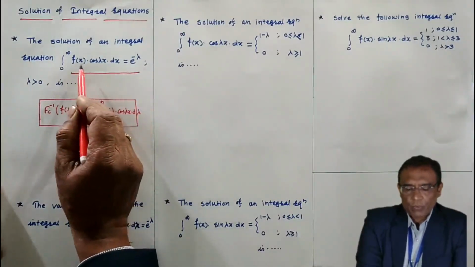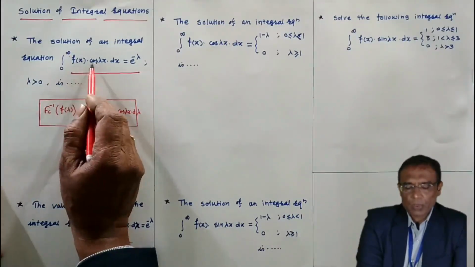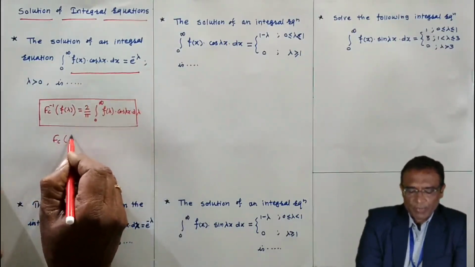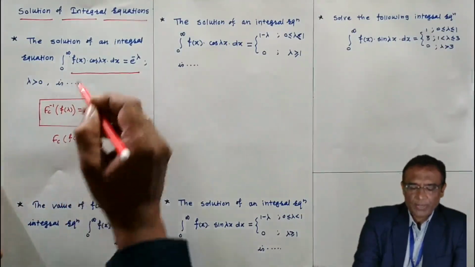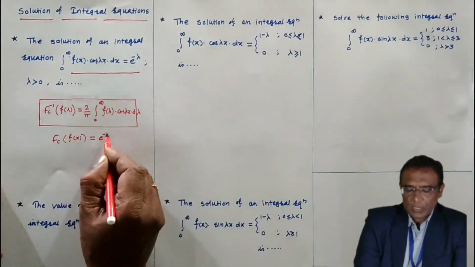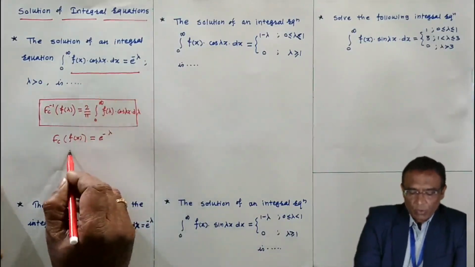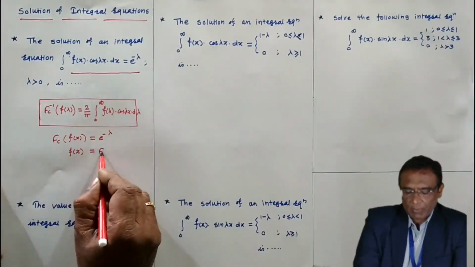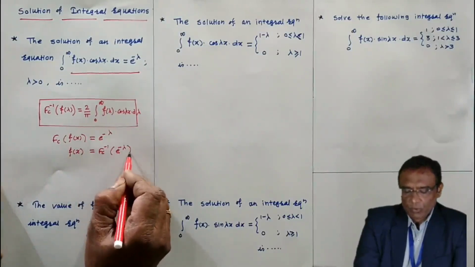As per the definition of the Fourier cosine transform, integral 0 to infinity f(x) cos lambda x dx is the Fourier cosine transform of f(x). By definition, this can be written like this, and e to the power minus lambda is there on the right hand side. As we want the value of f(x), I am shifting this Fc to the right hand side. It will be Fc inverse. Fc inverse means inverse Fourier cosine transform.